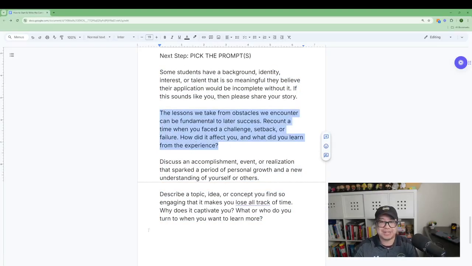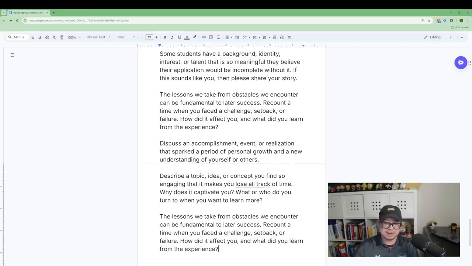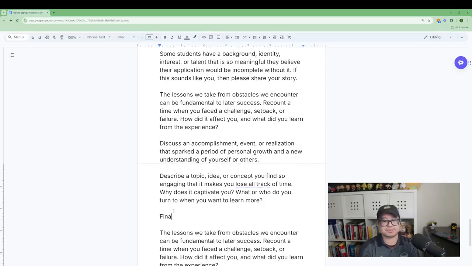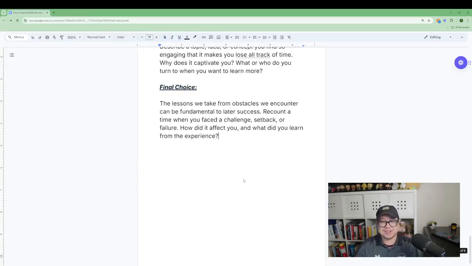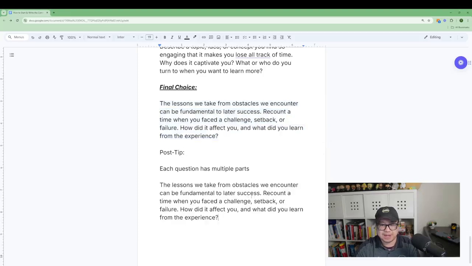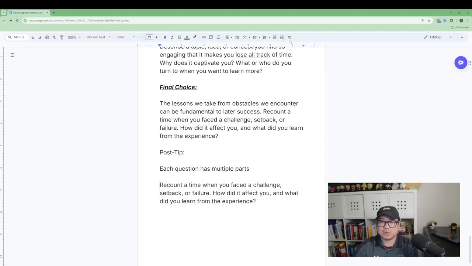Number two allows me to talk about that story of no one saying yes to me. So I have this. Now, a little pro tip for you guys: each of these questions in the Common App has multiple parts. So for example, with this one, the first part is to recount a memory where you faced a challenge.